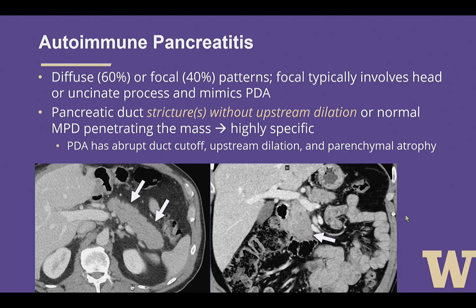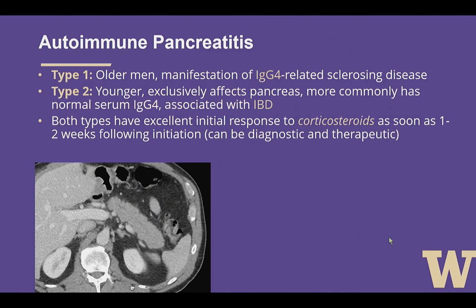The focal form usually involves the head or the uncinate process, and like Vinny showed, can be really hard to distinguish from pancreatic adenocarcinoma. The one clue is if you see, like in this form here, a focal area of low attenuation, but relative lack of upstream dilation of the main pancreatic duct or parenchymal atrophy, that's more specific for autoimmune pancreatitis as opposed to adenocarcinoma.